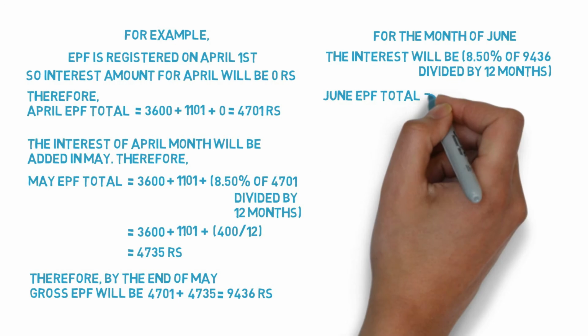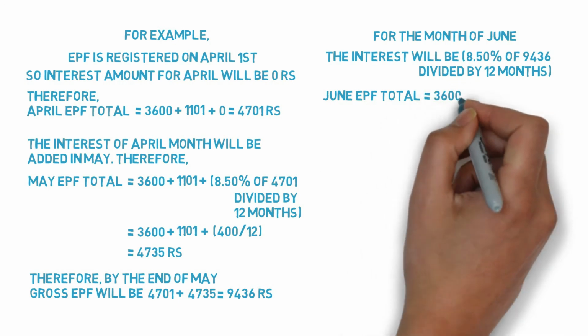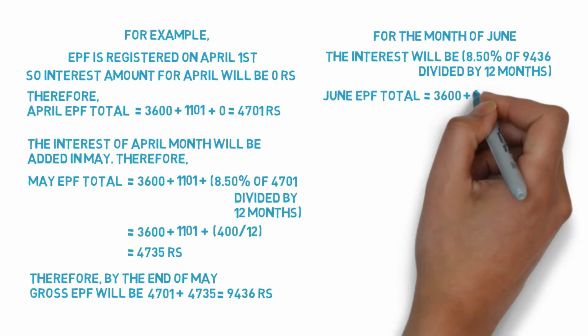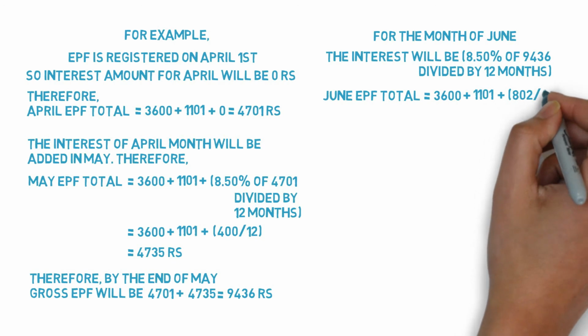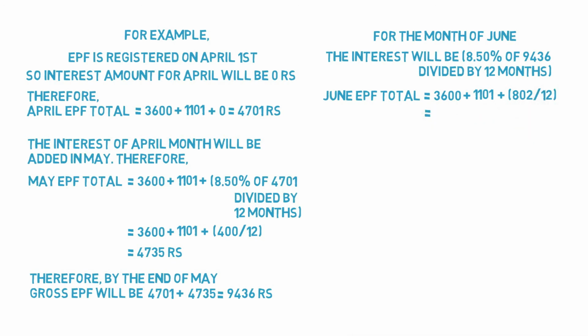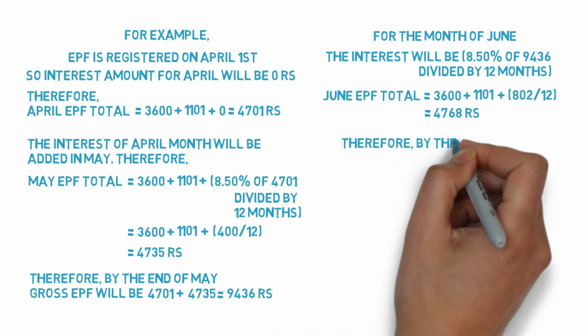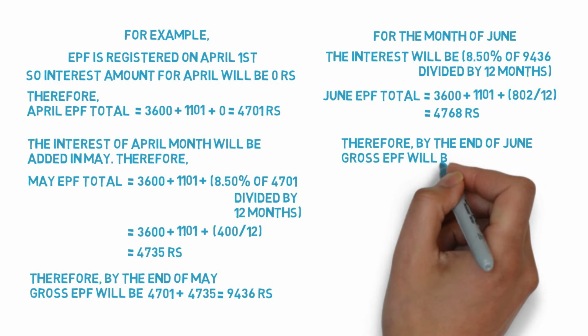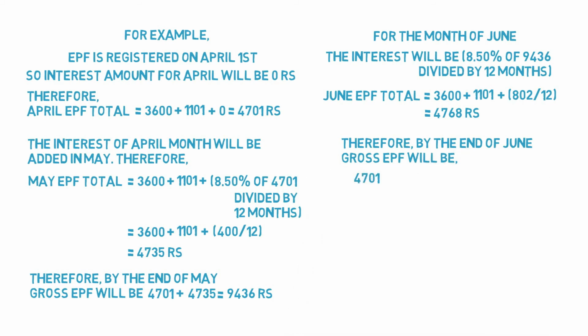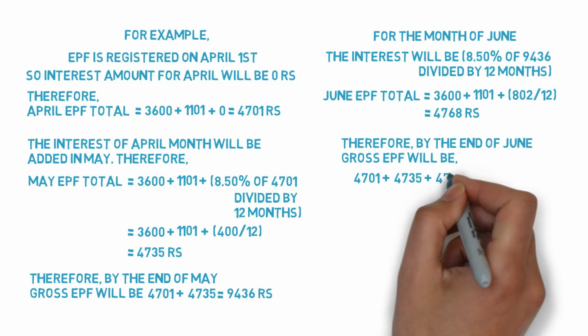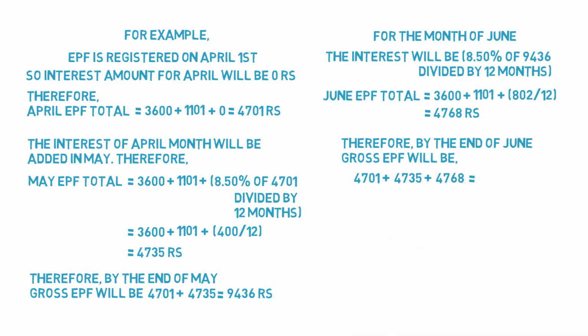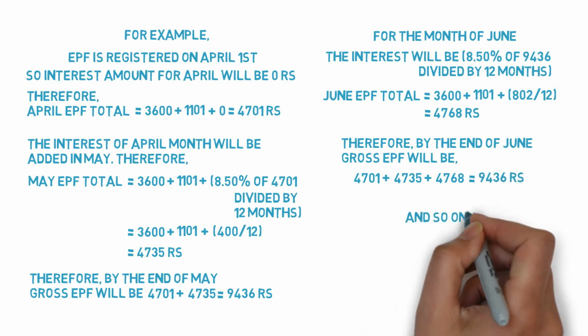So EPF would total it to an amount of 3,600 plus 1,101 plus 802 by 12, which is 4,768 rupees. Thus, the gross EPF since the months of April, May and June would total to an amount of 9,436 rupees. This is how it gets accumulated over months.